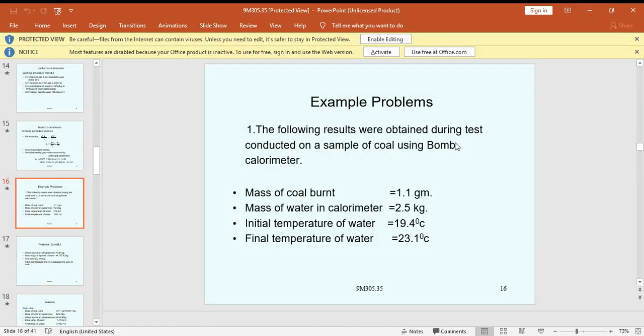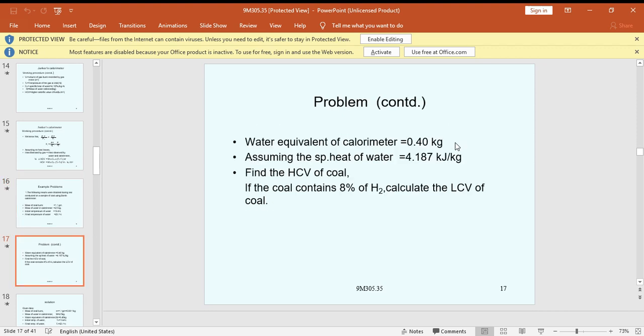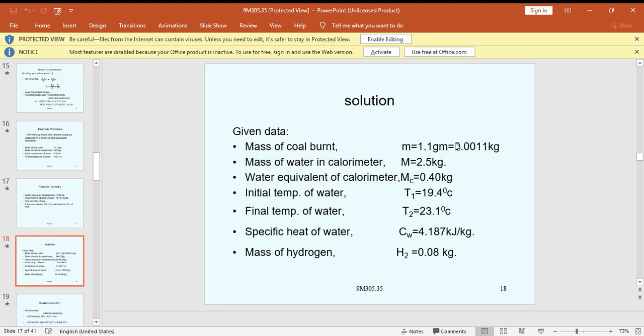The following results were obtained during a test conducted on a sample of coal using a bomb calorimeter. Mass of coal burnt 1.1 gram, mass of water in the calorimeter 2.5 kg, initial temperature of the water 19.4 degrees, final temperature 23.1 degrees centigrade. Water equivalent of the calorimeter 0.04 kg, assuming a specific heat of water 4.187 kilojoule per kg. Find the HCV of the coal. If the coal contains 8% of H2, calculate the LCV of the coal.